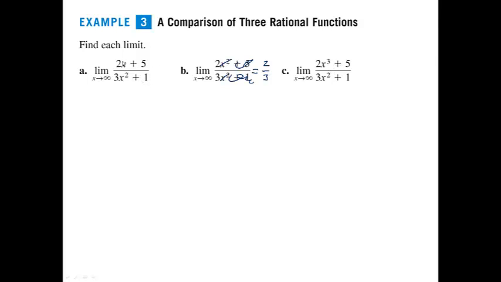Let's look at this one. If these are infinity, then adding 1 and adding 5 is not going to matter. But if we eliminate one of the x's, then we're going to get 2 over 3 times infinity. Or if we let x become infinity, that means we're going to have 2 over a really big number, right? So this is actually going to get smaller and smaller, and we can say that limit is trying to get to 0.